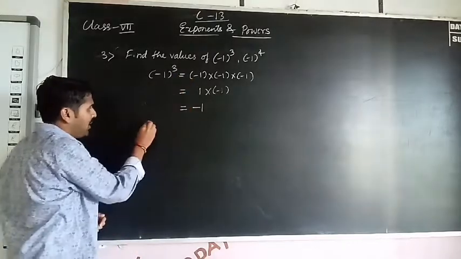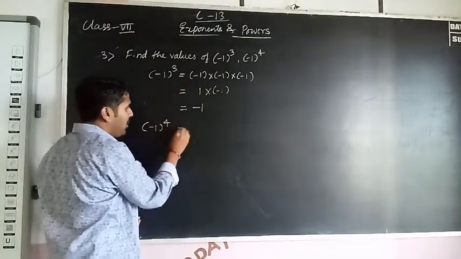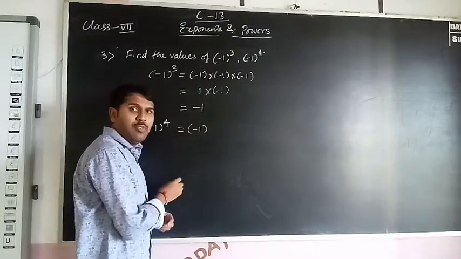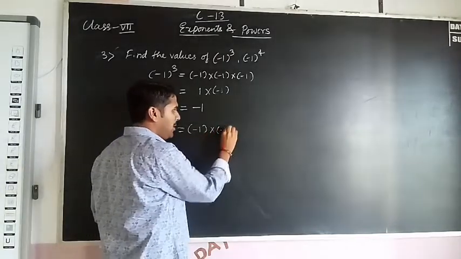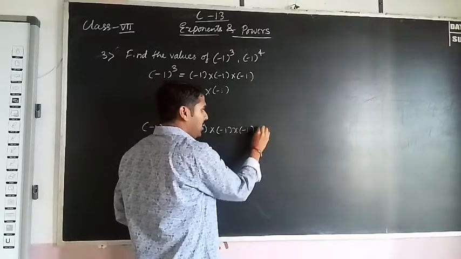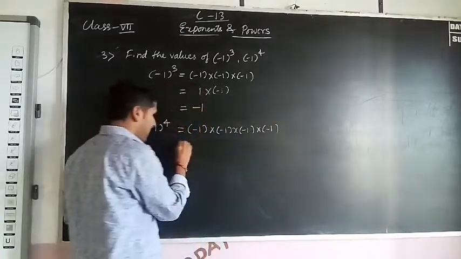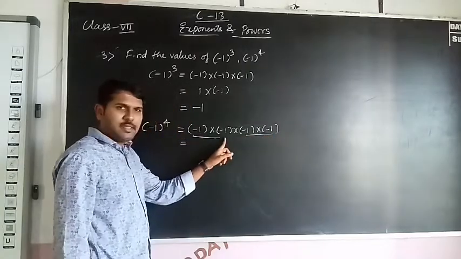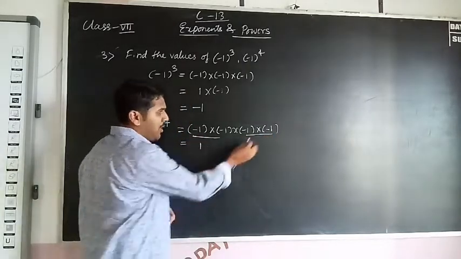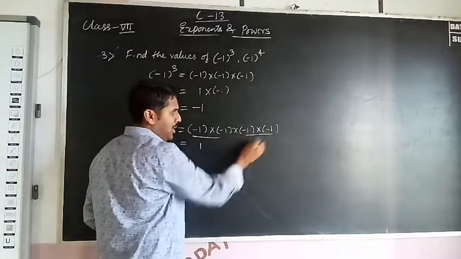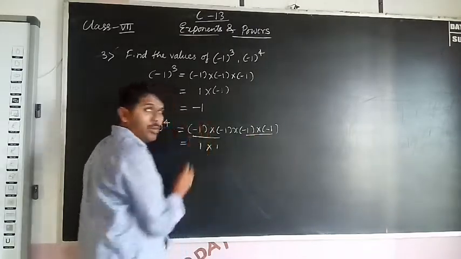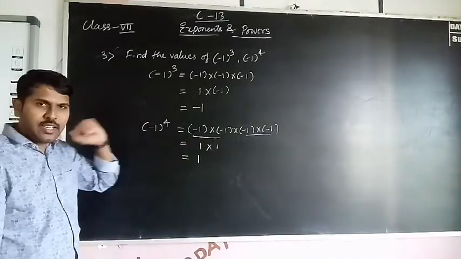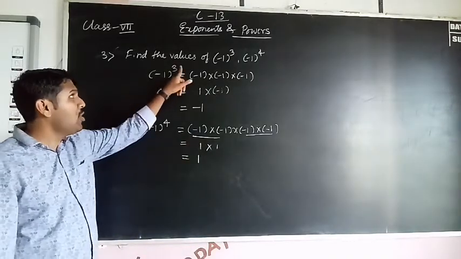So another one, minus 1 raised to 4. How many times minus 1? 4 times: minus 1 into minus 1 into minus 1 into minus 1. So first multiply these two, after that these two. Minus into minus is plus, 1 into 1 is 1 only. Again the same, minus into minus plus, 1 into 1 is 1 only. So the answer is 1.